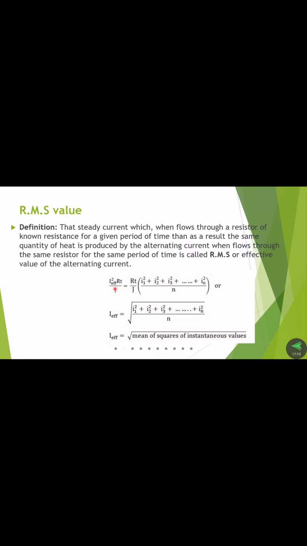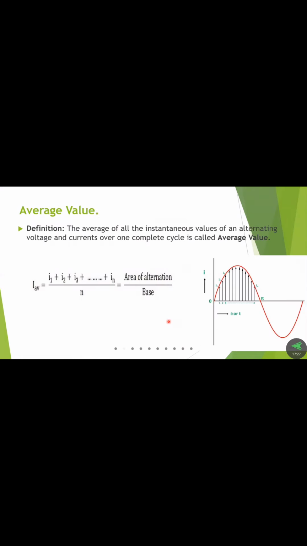Okay? So the formula we generally use is E effective or I effective is equal to root of I1 square plus I2 square plus I3 square up to In square by N. So simply, the difference between average value and RMS value is that we apply the square and the root, and then we get the RMS value.